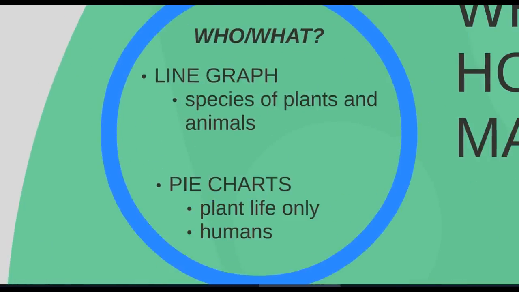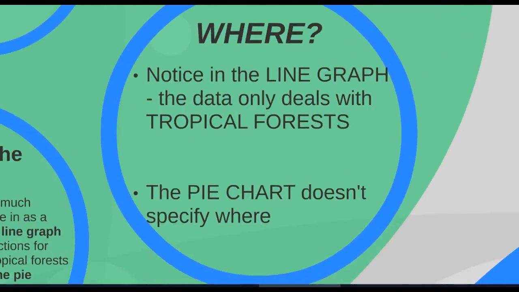Who or what is the graph about? If you remember, the line graph is about species of plants and animals, and the pie charts were only about plants, not animals, and the second one dealt with human impact on plants. Where was the data from? In the line graph, remember, the data only deals with tropical forests. This is important. And the pie chart doesn't say where, so don't worry about it.